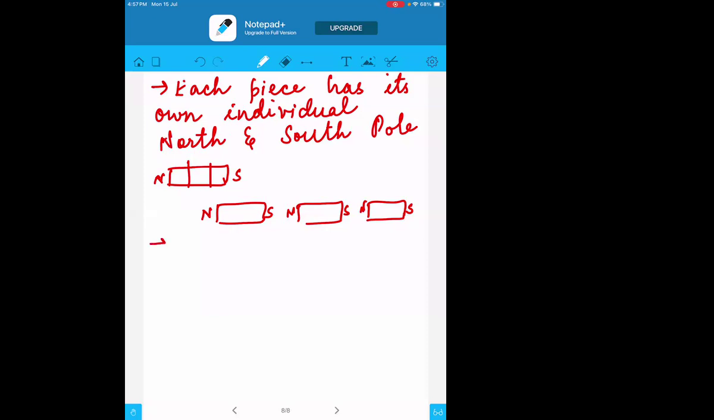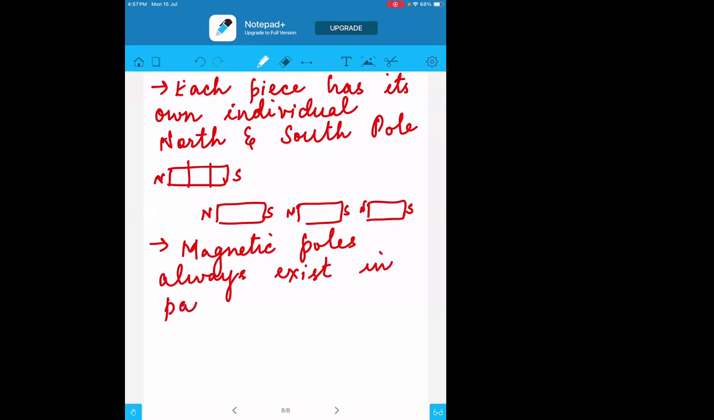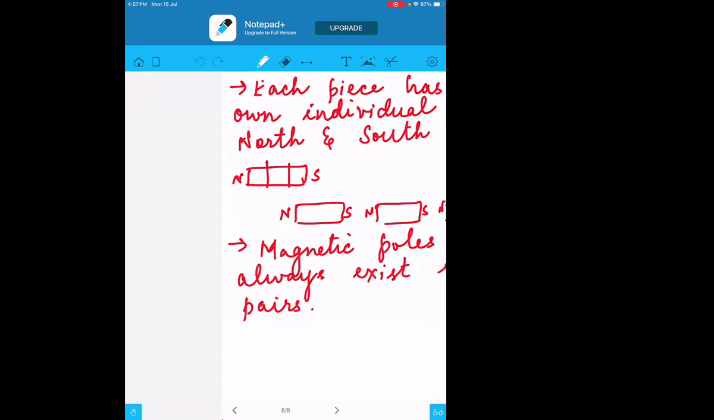So why does it happen? It happens because magnetic poles always exist in pairs. So if it is broken into 5 pieces, 10 pieces, 15 pieces, they will always be in the pair. So north will always be with the south, the south will always be with the north. It is not like south and south, or north and north. No. So the reason is this, because magnetic poles always exist in pairs. That is the reason. So this is the fourth and the last property.